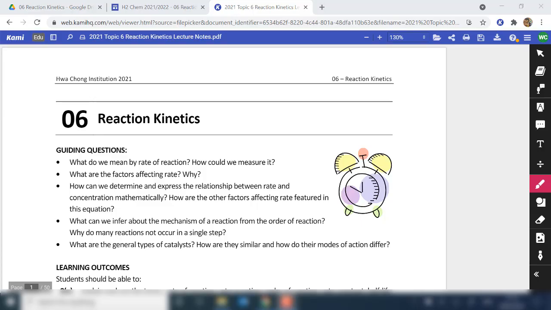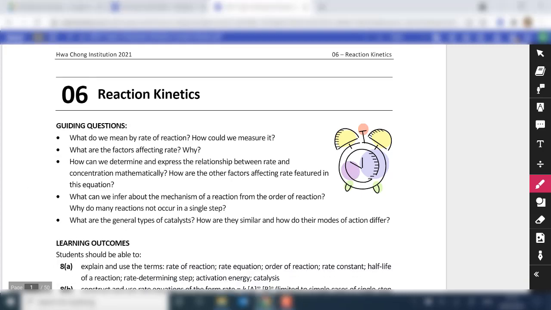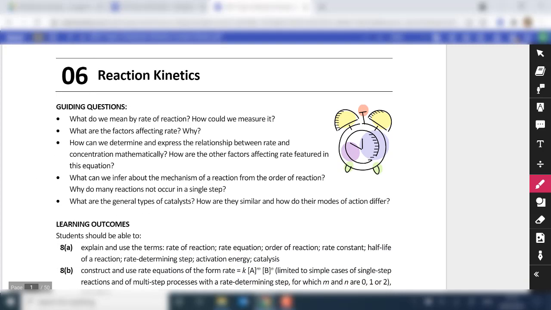Alright, similar to the earlier topics, I'm going to run through the main points in reaction kinetics. Okay, so just a quick recap. For the earlier topic on thermodynamics, we are really looking at the enthalpy changes. For example, to determine whether a reaction is feasible or spontaneous, we are looking at delta G, which equals delta H minus T delta S.